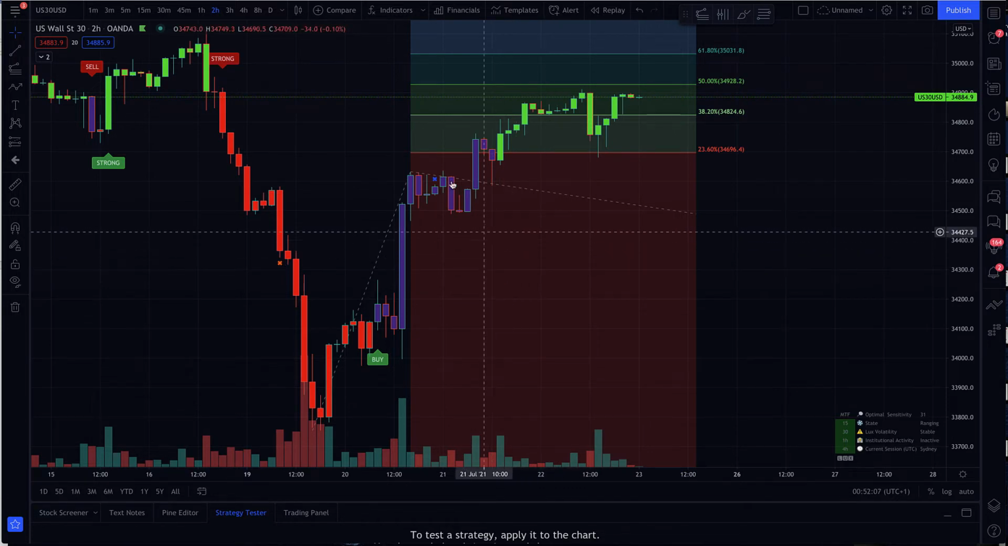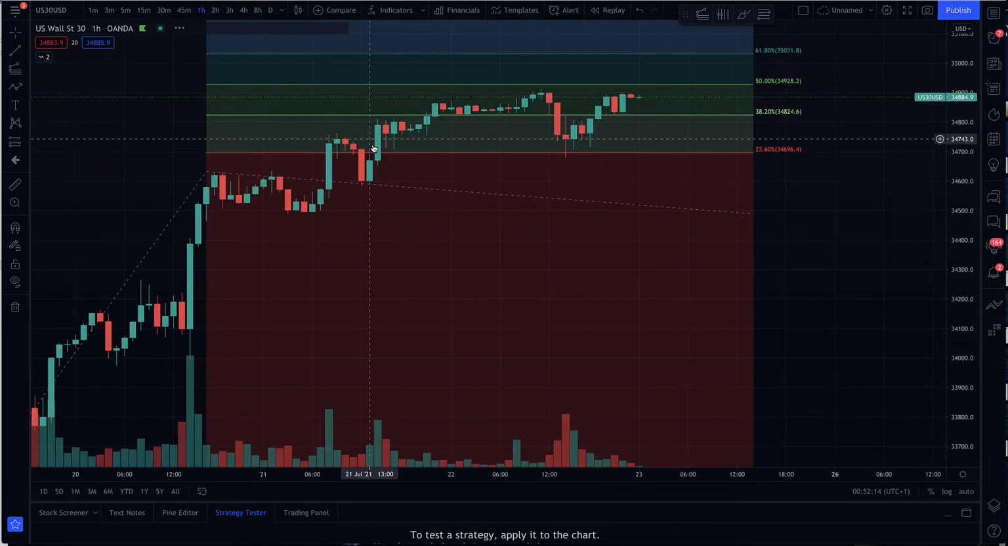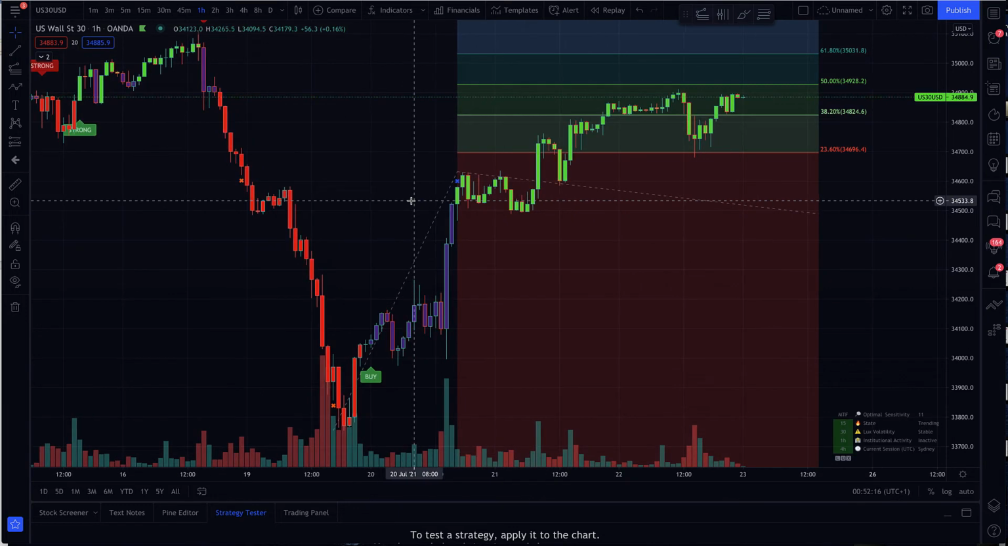Also, I would like to let you know that you can use these projections on the 2-hour time frame and also the 1-hour time frame. So it really depends on the situation. I'm actually using it always on the 1-hour time frame.